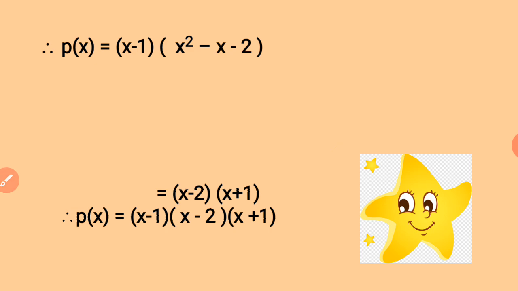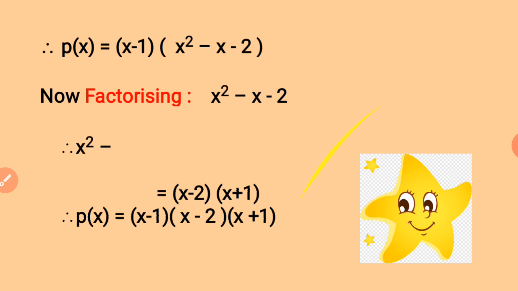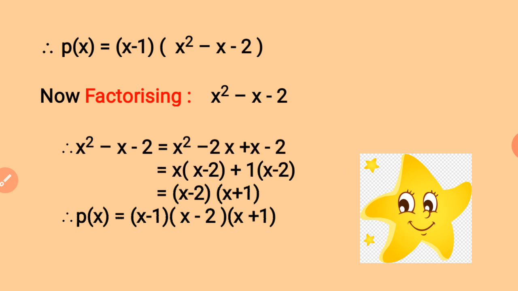Now we'll try to solve the second bracket. We are going to factorize the second bracket, that is x square minus x minus 2. Children, last year you have already studied, and moreover in the last video also I have explained to you how to factorize a quadratic polynomial using the splitting the middle term method. The same method is used here, and finally you get the factors of x square minus x minus 2 as x minus 2, x plus 1.